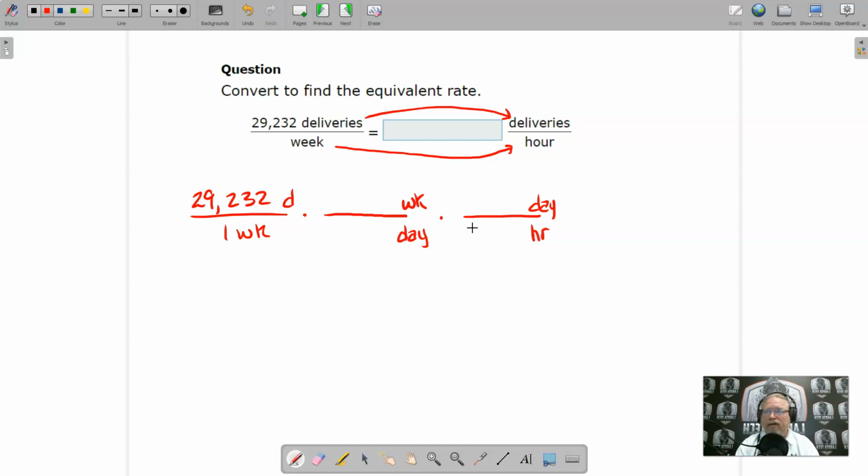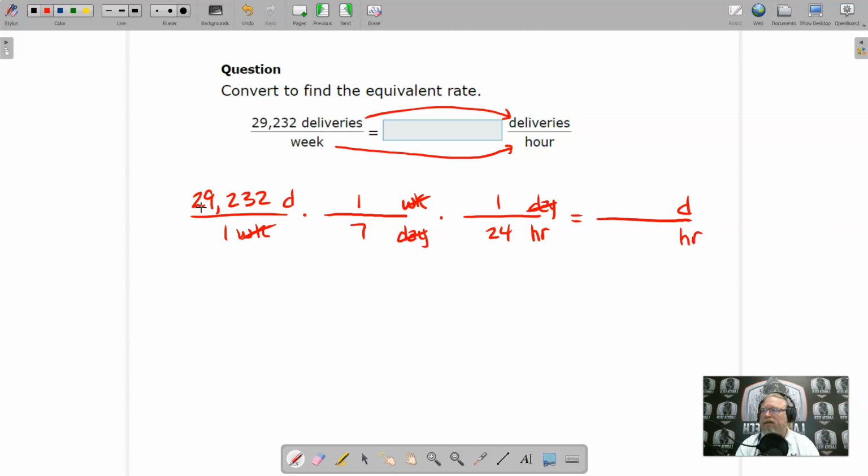But before we do that, let's put in our values on our conversion factors. In 1 week, there are 7 days. And in 1 day, there are 24 hours. So now we can cancel stuff. Weeks cancels weeks. Days cancels days. Let's see if this works out. We have deliveries in our numerator and hours in our denominator, and deliveries per hour is exactly what they're asking for.